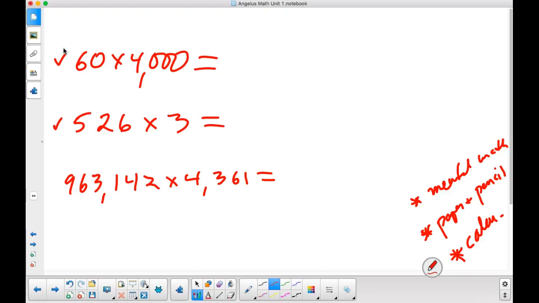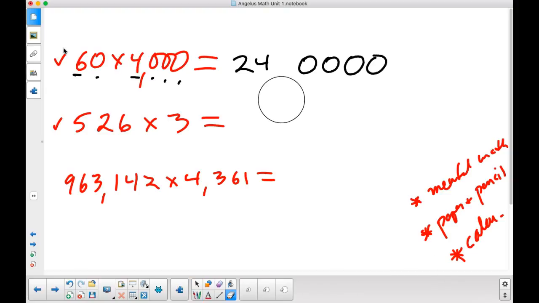60 times 4,000. Good. Please tell me why that is a mental math problem. Because there's the basic multiplication fact. Well, let's just do that. You're saying that there's a basic multiplication fact. What is that? 6 times 4 is 24, so 240,000. All in your head.